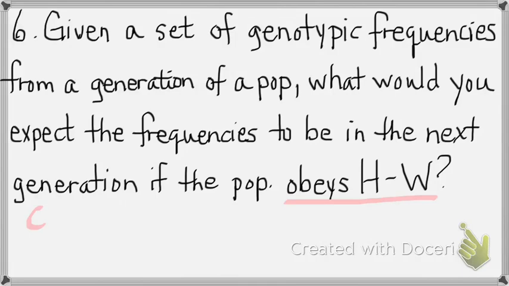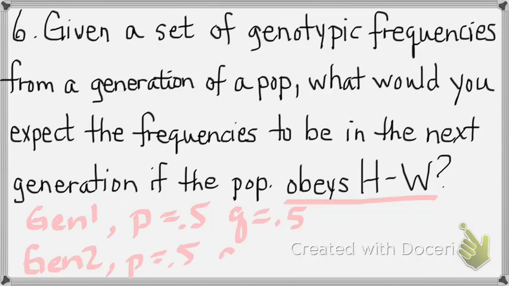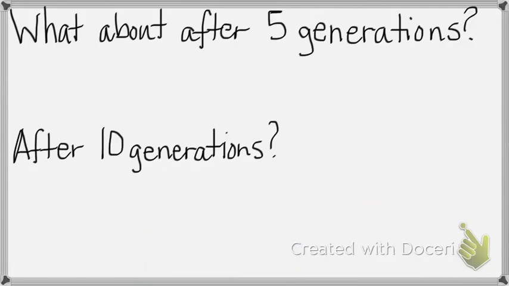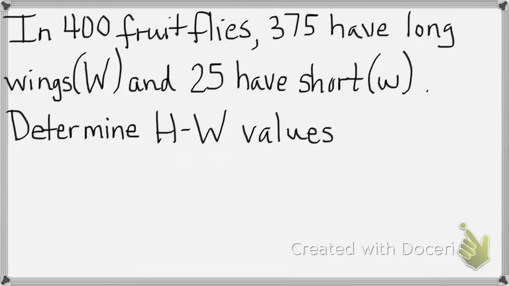So let's just pretend that in generation 1, P is equal to 0.5 and Q is equal to 0.5. What would P and Q be equal to in generation 2 if it's obeying Hardy-Weinberg? 0.5 and 0.5. P would still be 0.5 and Q would still be 0.5. How about after 5 generations? Same. How about after 10? The same. That's what Hardy-Weinberg predicts, that there's no change unless there's some evolutionary agent working on the population.